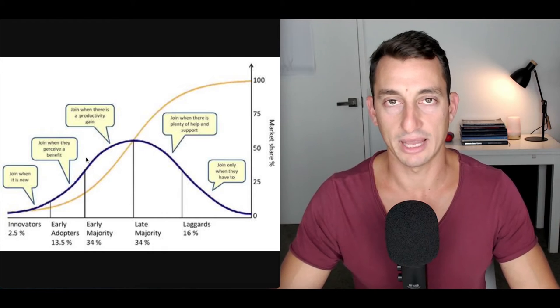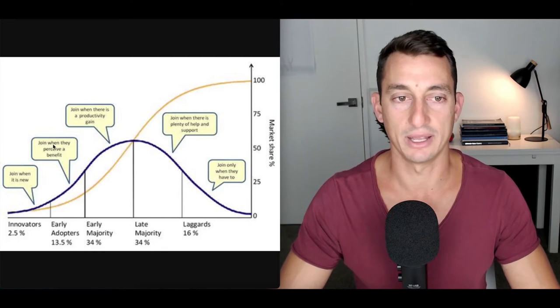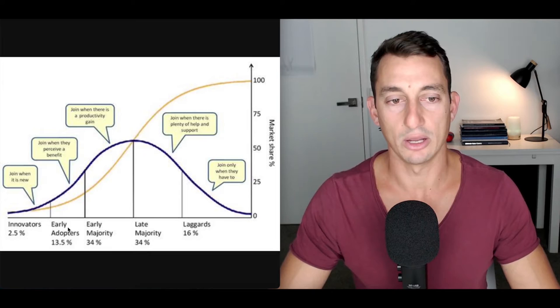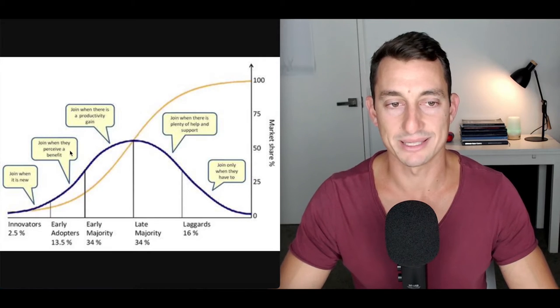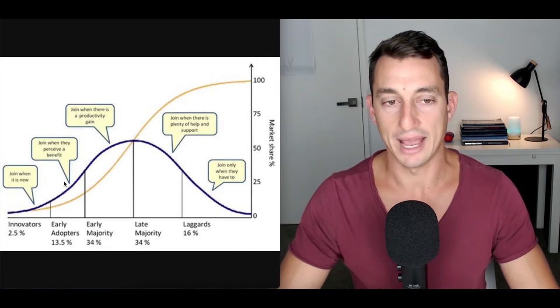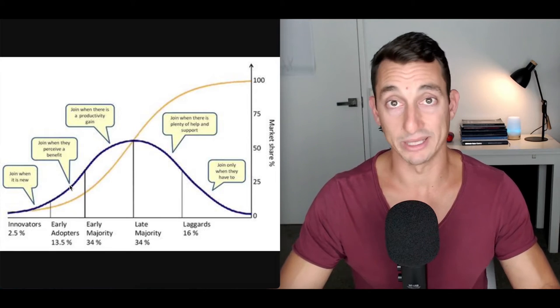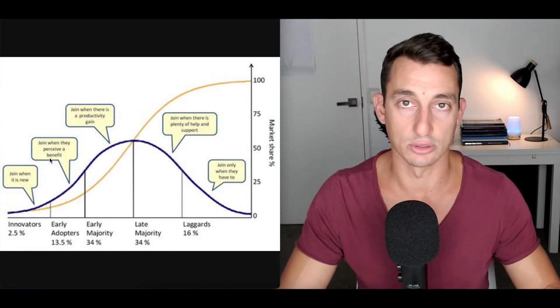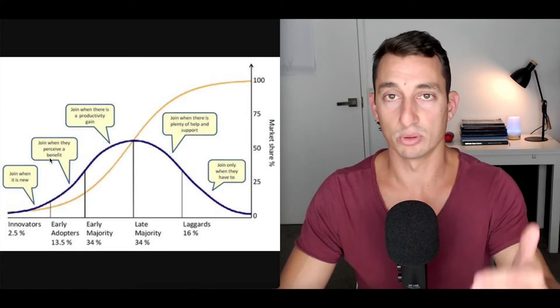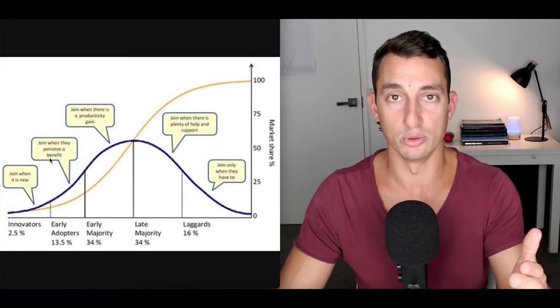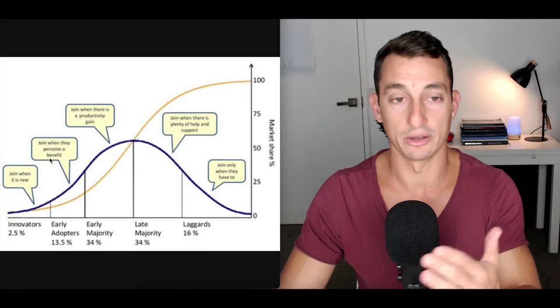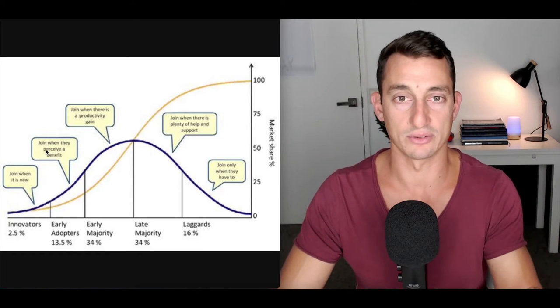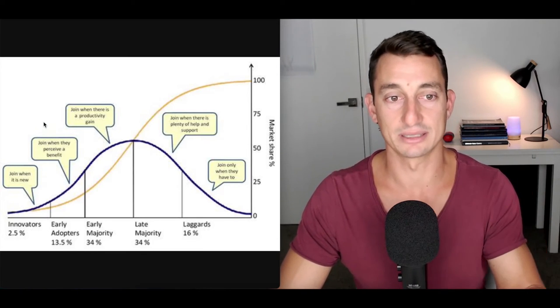But looking at it overall, just with a little bit of an insight here: join the early adopters, join when they perceive a benefit. So that seemed to be what we were going through in 2016 and 2017. There was just a perceived benefit that cryptocurrency could save the world, improve finance, and improve the way that we transact with each other around the world, especially with smart contracts and making decentralized governments, etc.